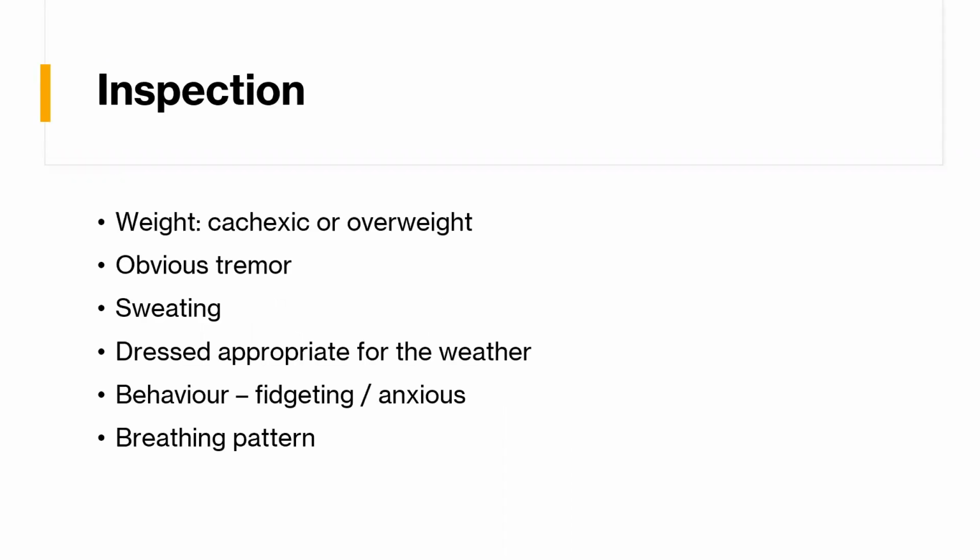So the first step with any examination is to introduce yourself, gain consent for the examination, and then move on with general inspection of the patient, make sure they're comfortable at rest. In this case, the patient will be sitting upright, could be on a chair, could be on the bed. Then start your examination by observing if they look very thin or overweight, because these could be signs of hypo or hyperthyroidism. Do they have an obvious tremor that you can observe? Are they sweating in the weather, or are they feeling really cold? Are they dressed appropriately for the weather?